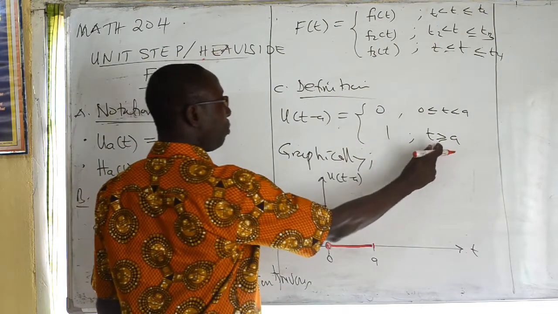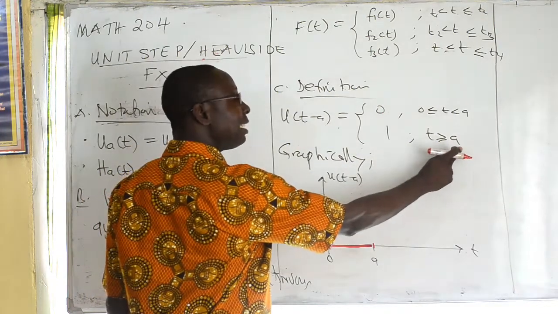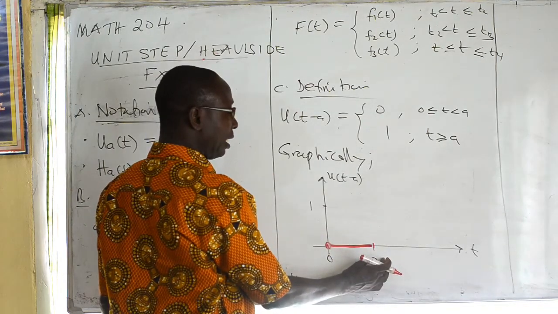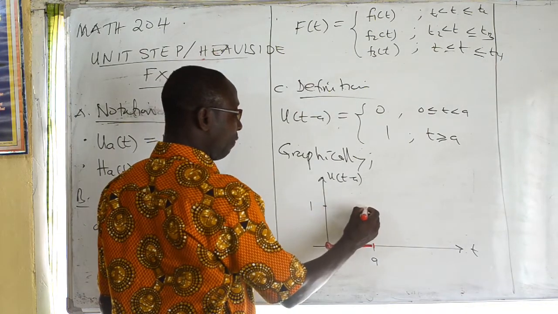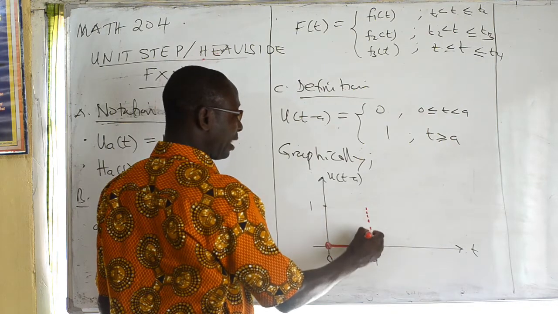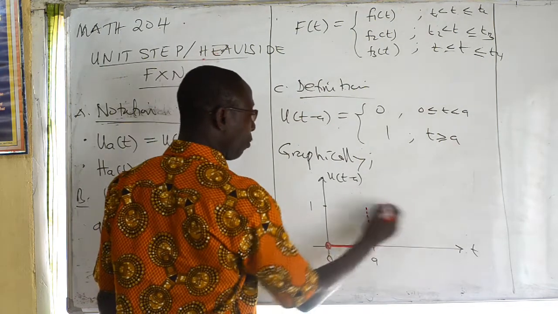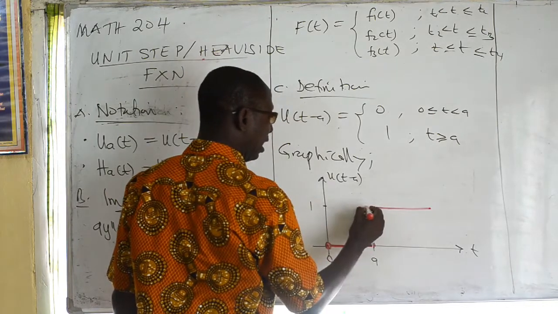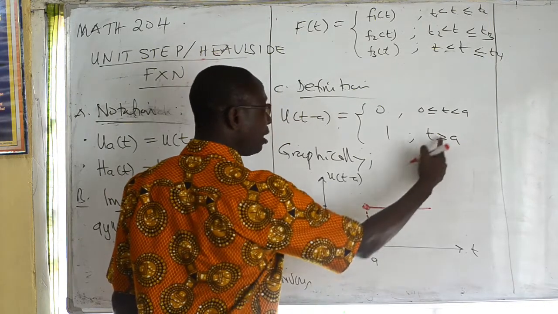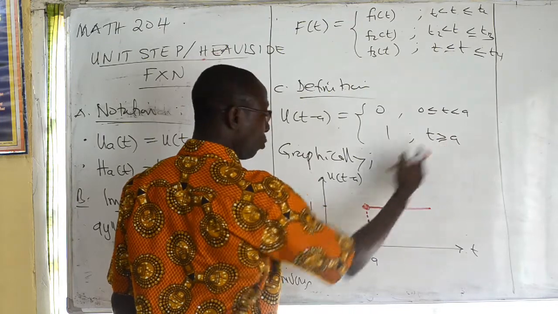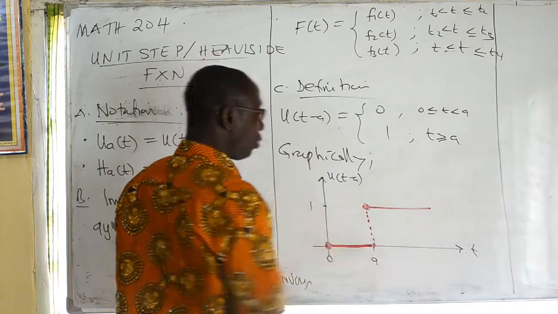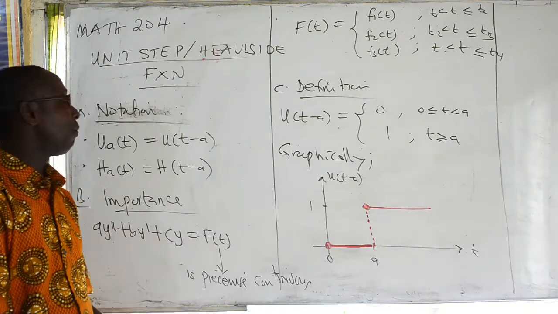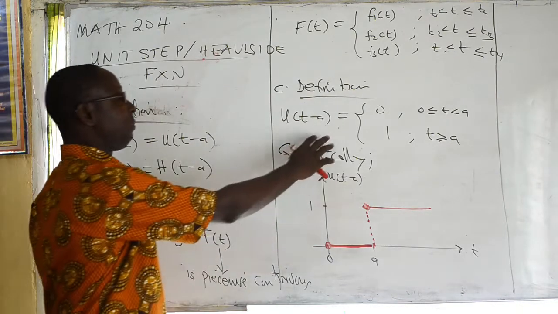And on the t-axis, for t greater than or equal to a, the number is 1. So the vertical line here is 1. If t is greater than or equal to a, it means we are going from here, and you shade here because t is greater than or equal to a. So this is the graphical representation of the unit step function.